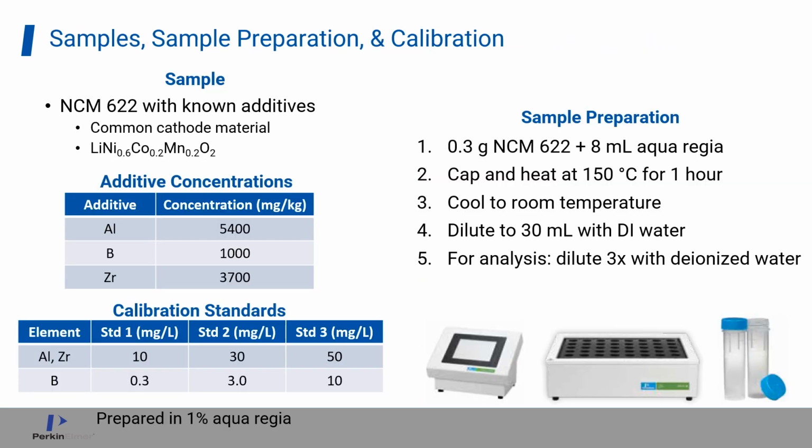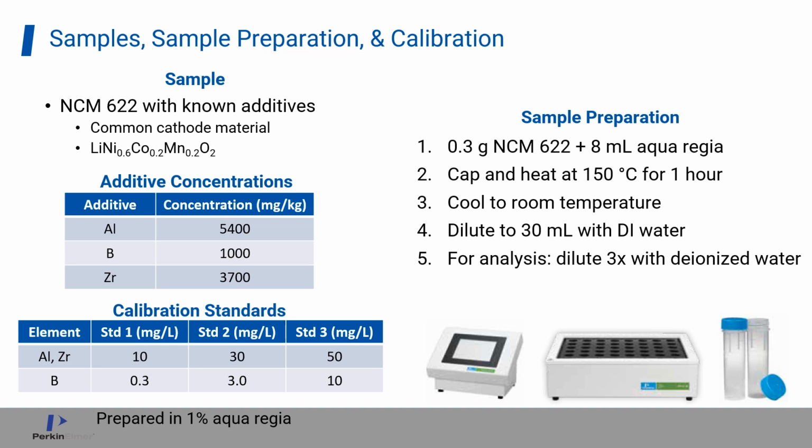Now let's look more at the samples and the sample preparation. Our sample is an NCM622 cathode. This cathode material contains lithium, nickel, cobalt, and manganese. To that, additives aluminum, boron, and zirconium have been added at the concentration shown in the right-hand column.